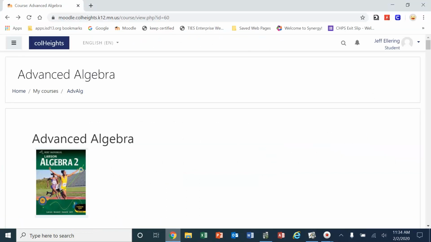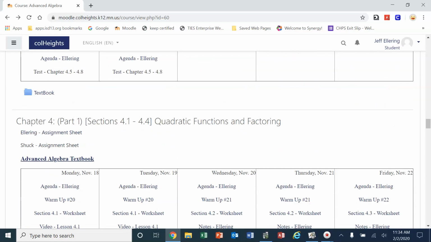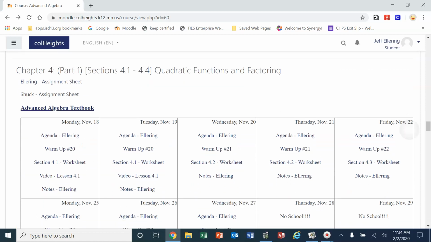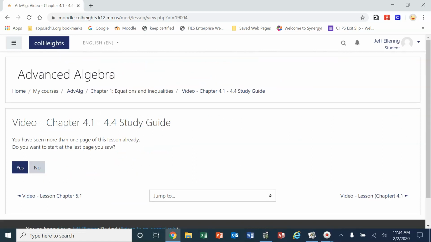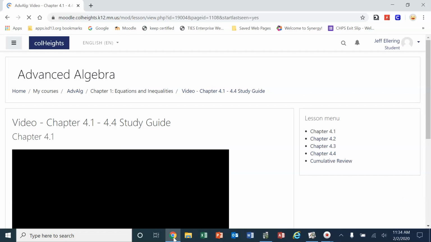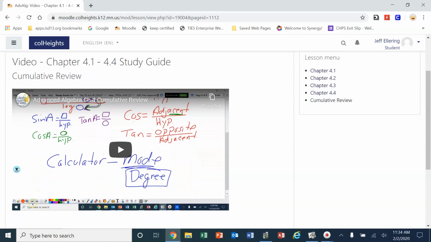Go back, go to the calendars, and go all the way down to part 1, 4.1 through 4.4. Go down to the video study guide right here. Pick the video study guide, and pick the cumulative review. And right there, I go through all of the stuff for trigonometry again. The first part of that, for chapter 4.1 through 4.4, reviews how to do all of that trig stuff, because I'm not going to do it again.